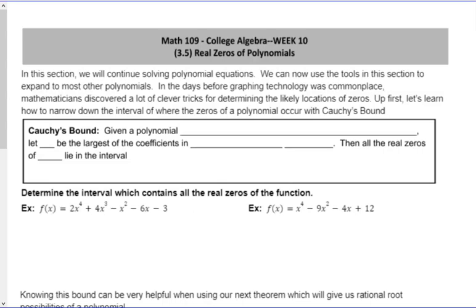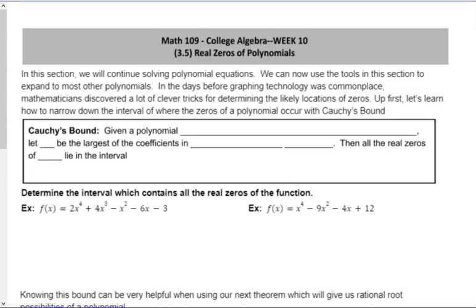Right, moving into section 3.5 on real zeros of polynomials. So we were looking in the previous section at long division and synthetic division, with the idea of being able to solve polynomials that were either powers of 2, or most of the time just powers of 3. What we're going to do now is expand upon that and be able to solve other polynomials that may have higher powers.